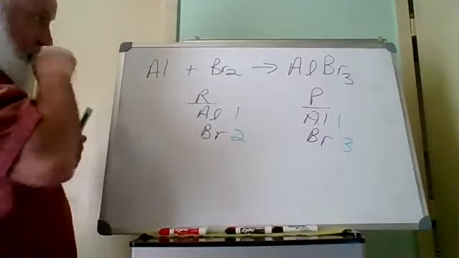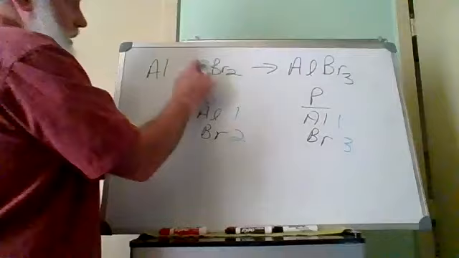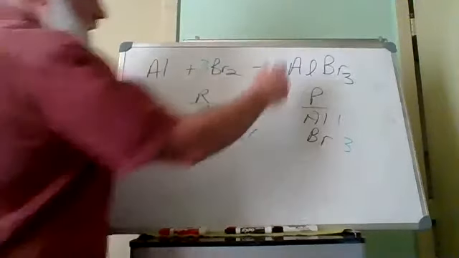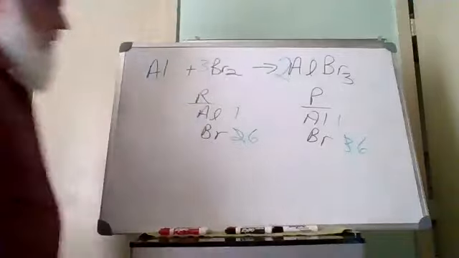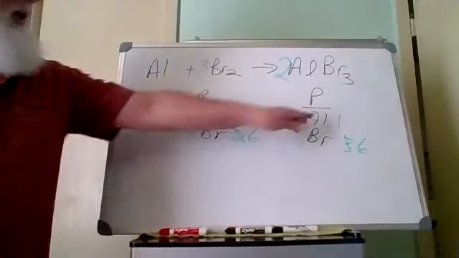I'm going to want 6 bromines on each side. So I'm going to put a 3 here. 3 times 2 is 6, and I'm going to put a 2 here. 2 times 3 is 6. Okay, so now the bromines are balanced.